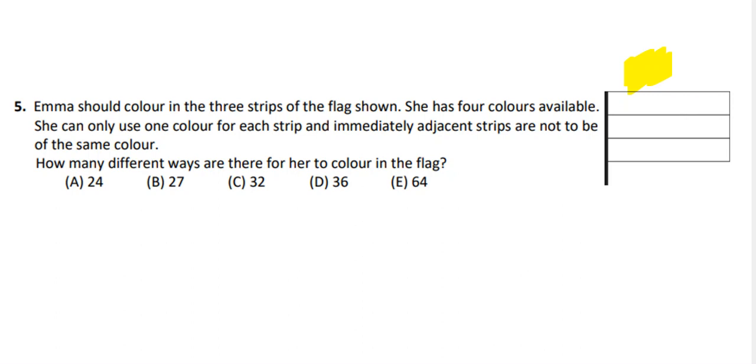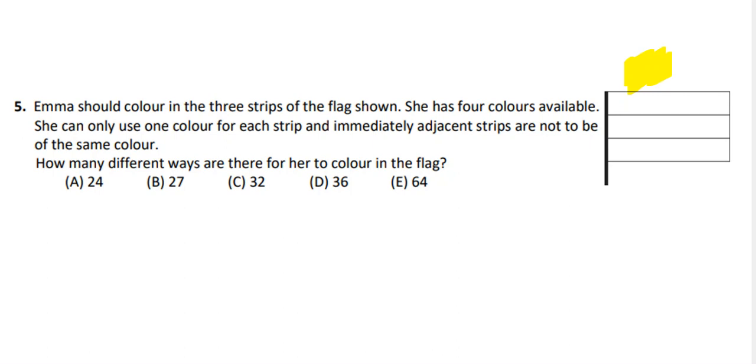Okay, so how many different ways are there for her to color in the flag? So how to solve this question? Emma needs to color these three strips of the flag using the available four colors such that adjacent strips are not of the same color.